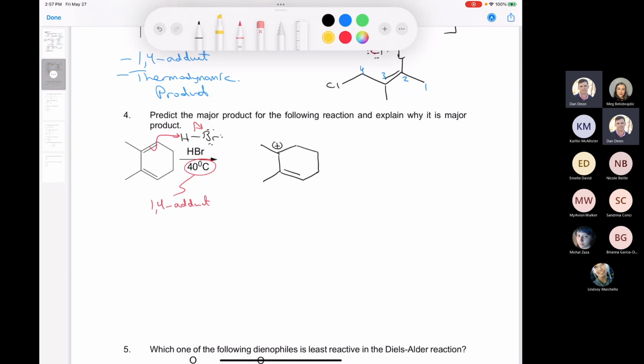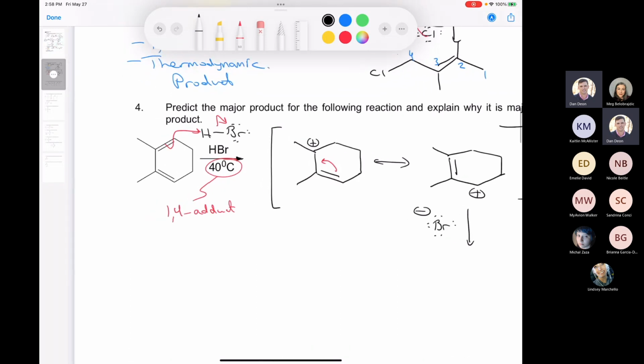Why? Because if you look at the double bond here, this double bond is tri-substituted. However, when we draw the resonance structure here to show the carbocation that would result in the 1,4 adduct, we end up with a tetra-substituted alkene. So we have 4 carbons on that alkene, and we have our carbocation here. And so now we have a more stable alkene. So when our nucleophile comes in, which is the bromide, it's going to attack at carbon number 4.